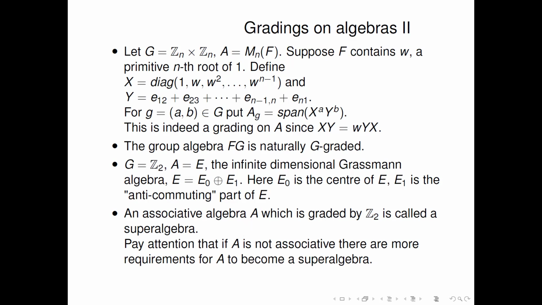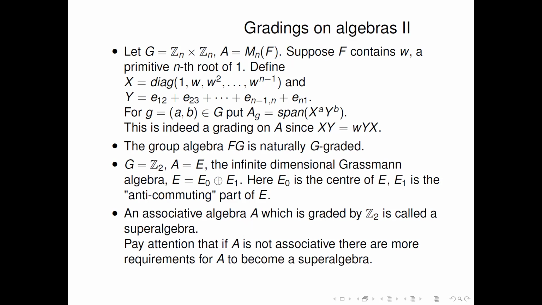Moreover, take the group algebra of G. It is naturally graded by G. You simply declare the one-dimensional span of g to be of degree g. And then the multiplication in G gives you that it is a grading.